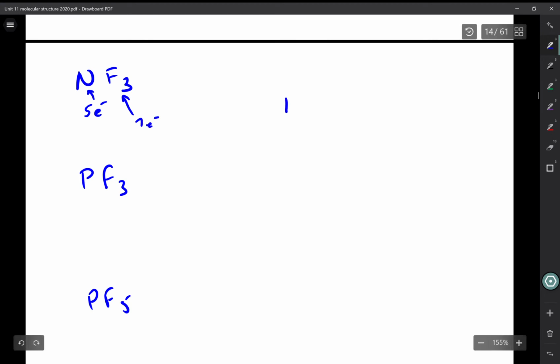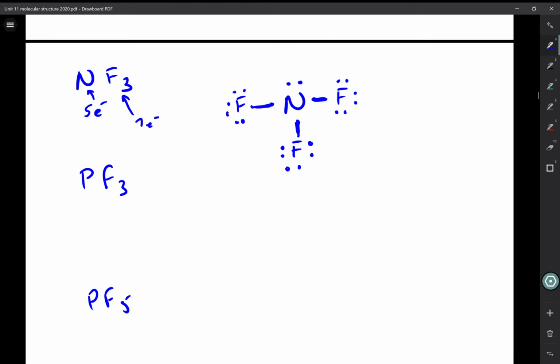So if we put those together, here's our nitrogen in the middle with our 5 valence electrons. As you see, there's our 3 bonding sites. Each of them will attach to a fluorine, each with 7 valence electrons. All right, there's NF3. So PF3 kind of looks like the same thing.